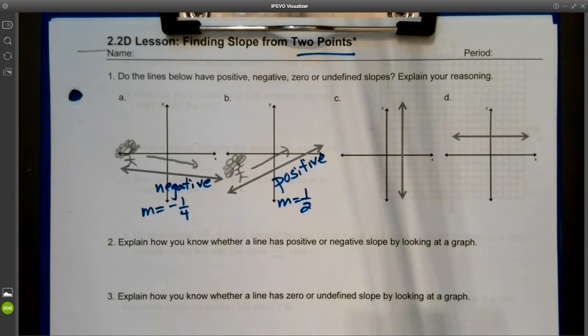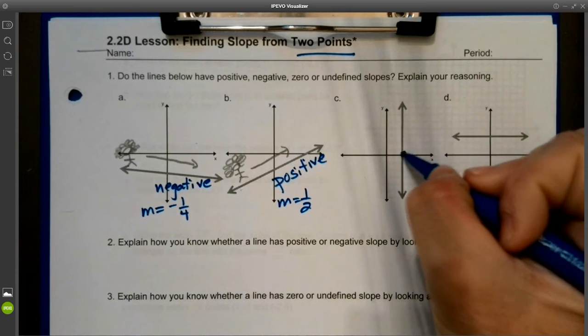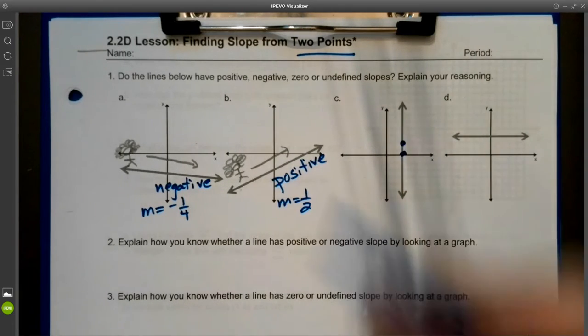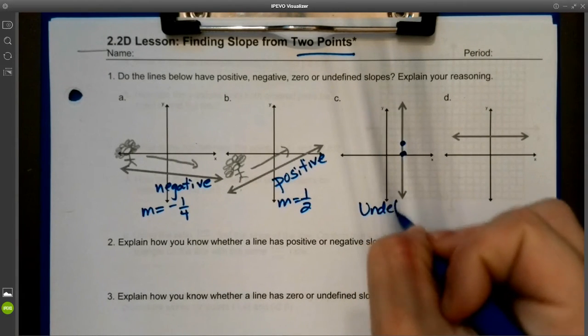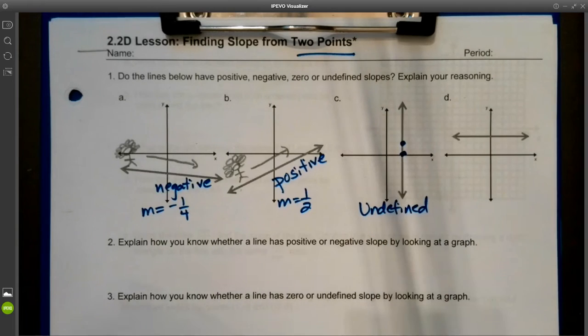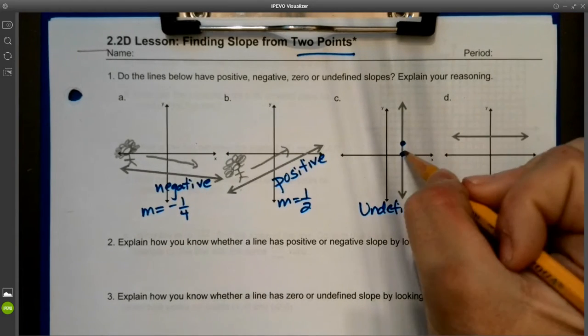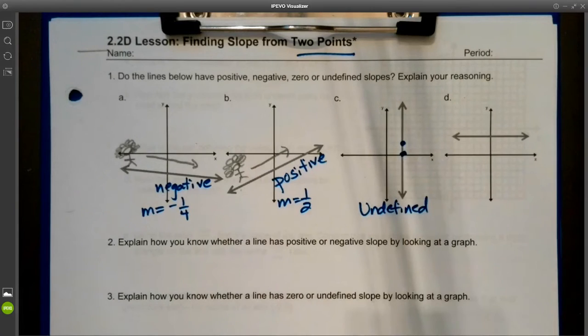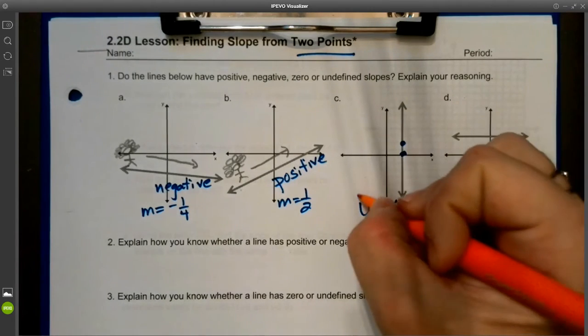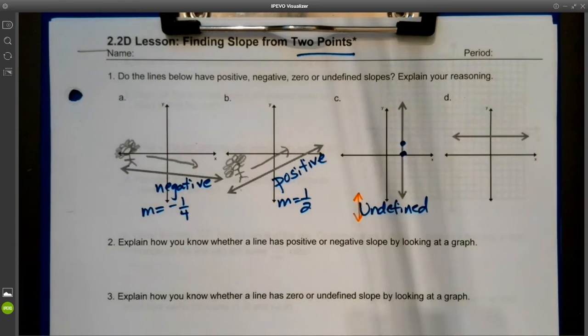So let's look at C. Uh-oh, definitely going to be undefined slope. When we talk about rise over run, we could say rise up 2 and run 0. So undefined slope. And if you look at the U in undefined, remember that U is made up of 2 vertical lines. Maybe that's how you want to remember it.